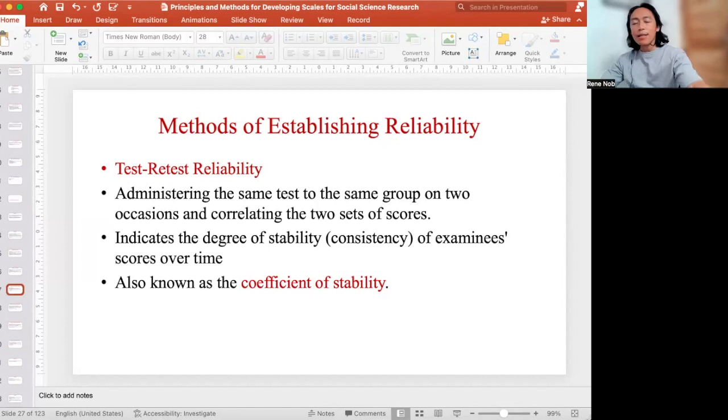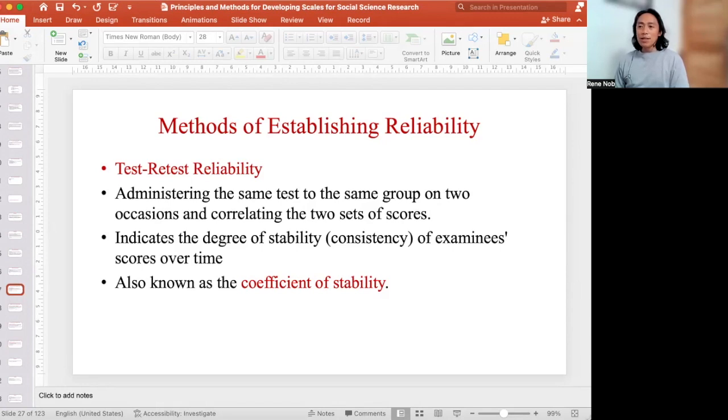Now I have a couple of techniques here, although mind you, not all of them might be applicable for the purpose of scale development, as in developing scales specifically for research. Some of these are probably more applicable for developing instruments for commercial use. But anyway, let's discuss some of them and then I'll just point out which one is very important for scale development for the purpose of research. So the first one is called test-retest reliability. So how is this done?